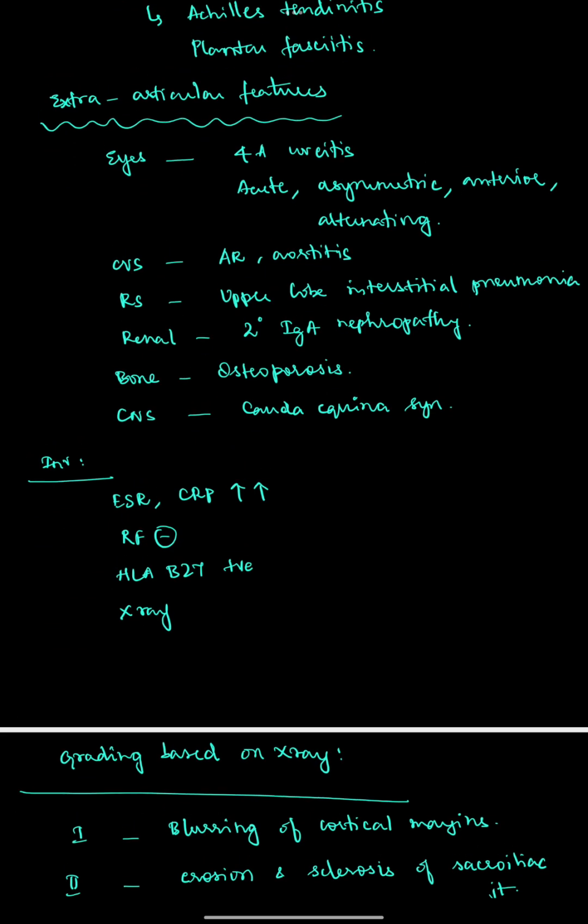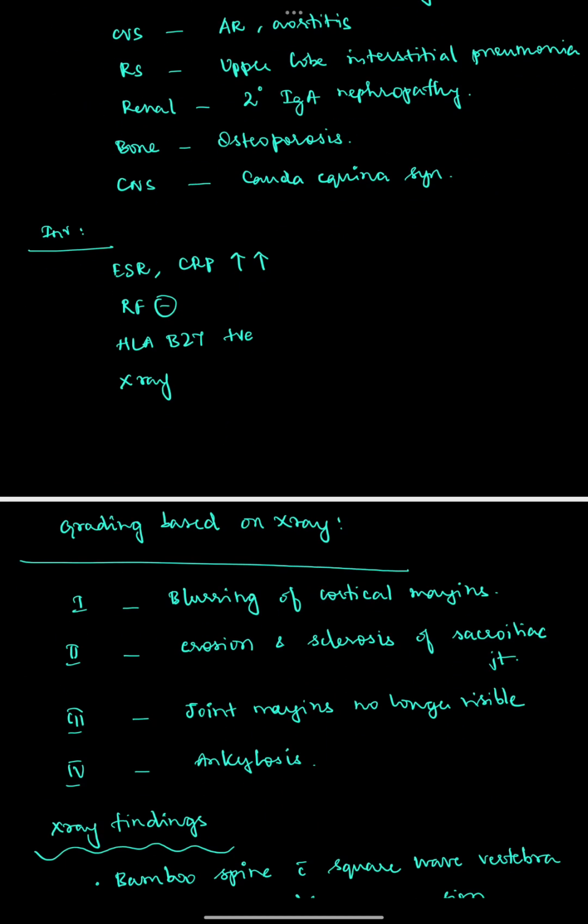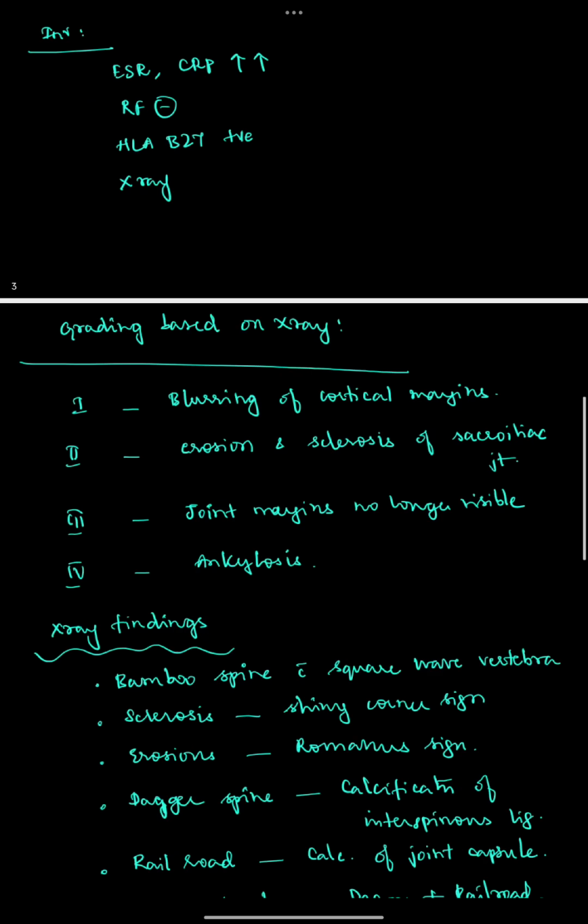In the eyes, you can see anterior uveitis, acute asymmetric anterior alternating uveitis. In the CVS, aortic regurgitation and aortitis are seen. In the respiratory system, upper lobe interstitial pneumonia, secondary IgA nephropathy, osteoporosis, and in the CNS cauda equina syndrome are seen. ESR and CRP levels are elevated, rheumatoid factor is negative, HLA-B27 is positive, and X-ray shows bamboo spine.